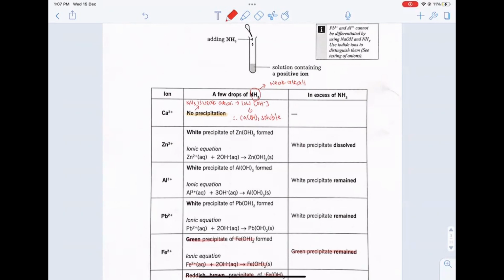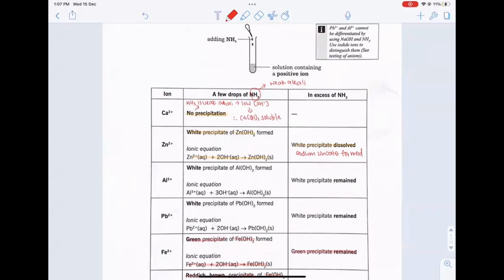Next, for zinc. So zinc, they are still white precipitates like before. So white precipitate of zinc hydroxide, same ionic equation, similar to the one above, white precipitate dissolves. So the equation for the dissolution will be the same equation. It will form sodium zincate. So I'm not going to repeat the equation, but I will just write down the product here.